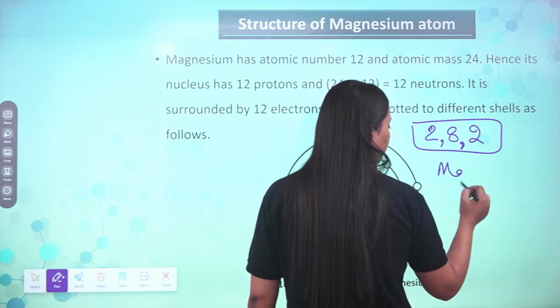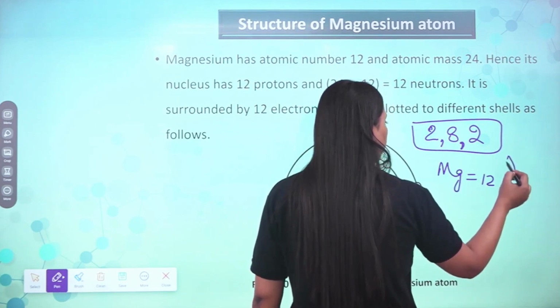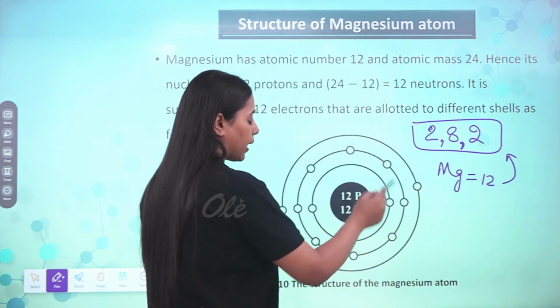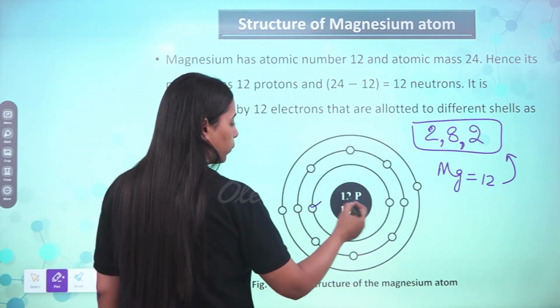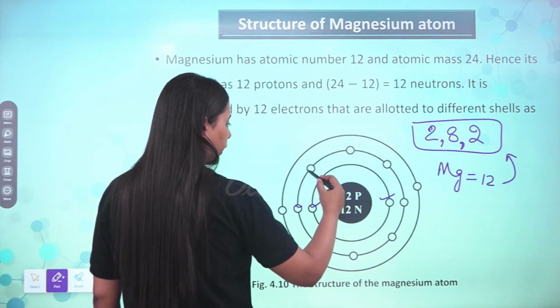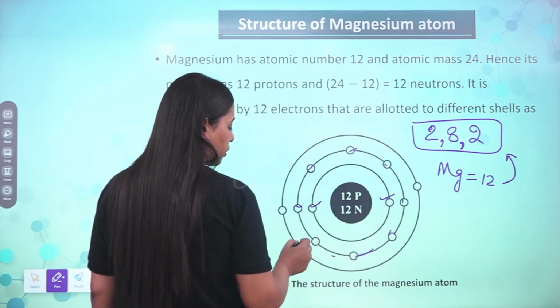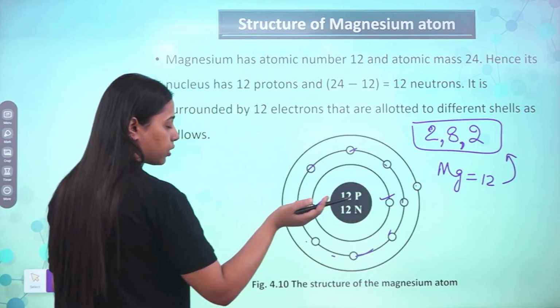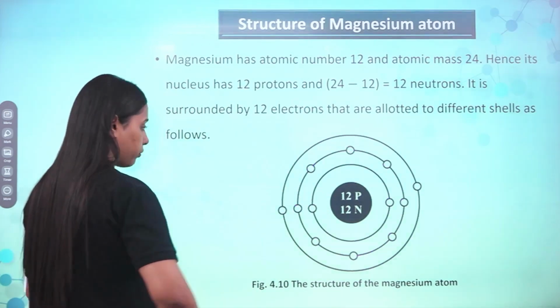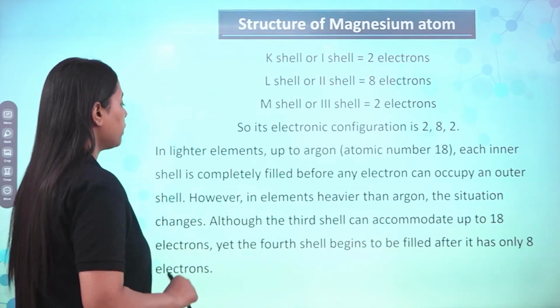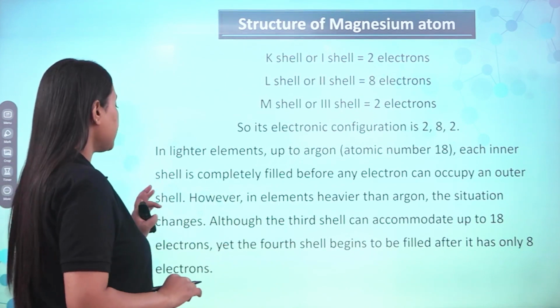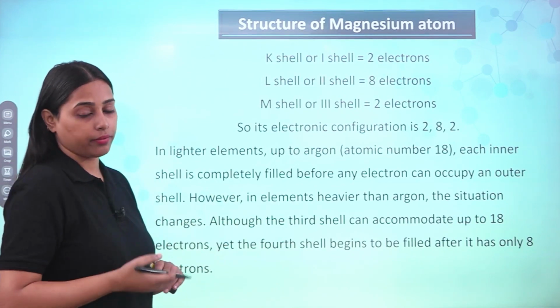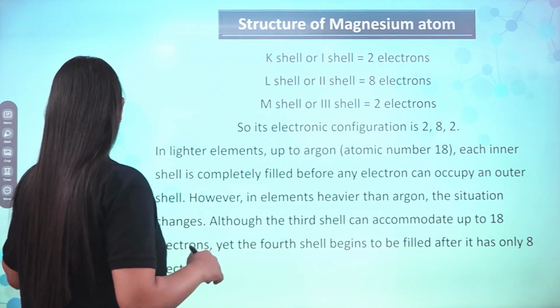For the magnesium atom, atomic number 12, we are going to write it in this manner, and this is the orbital diagram, showing 2 electrons in the first shell, 8 electrons in the second shell and 2 electrons in the third shell. That's how you decide the configuration. This is the same as written here. In lighter elements up to argon, that is atomic number 18, each inner shell is completely filled. That is just till 18.